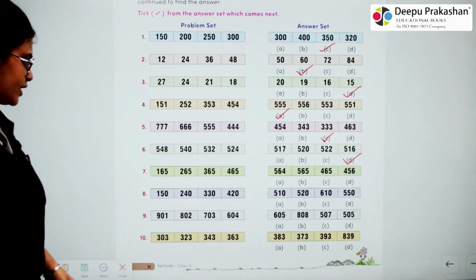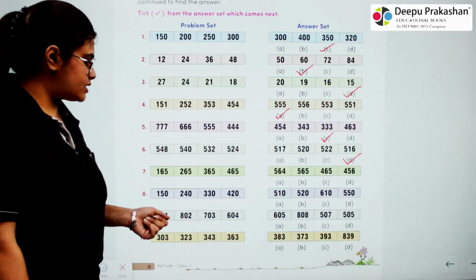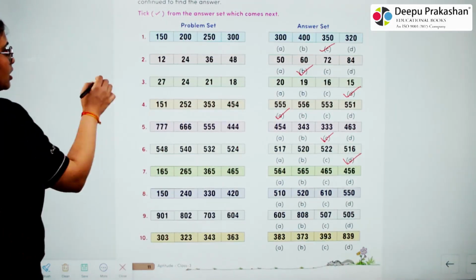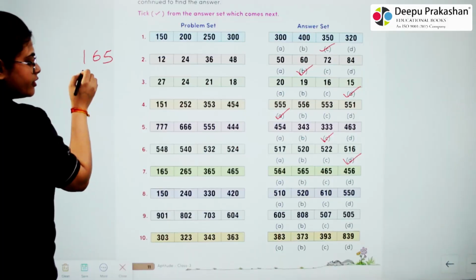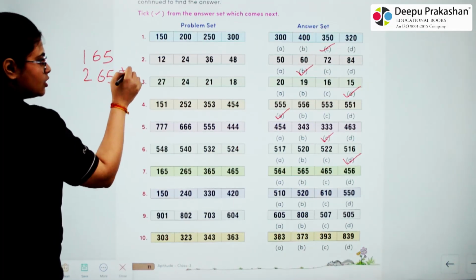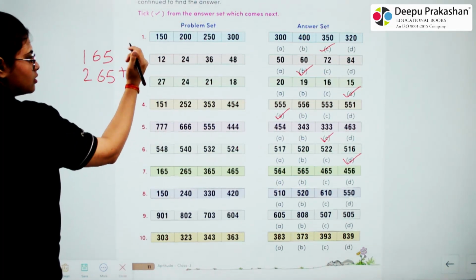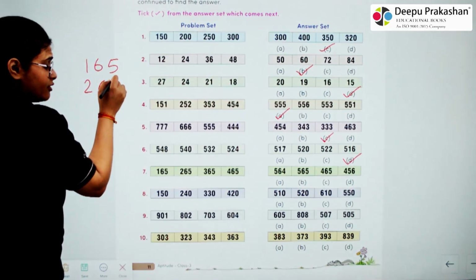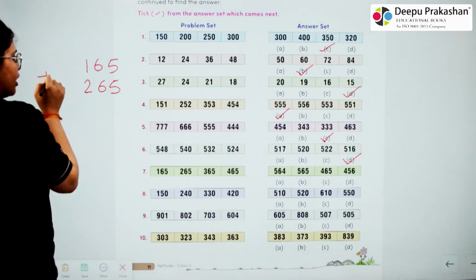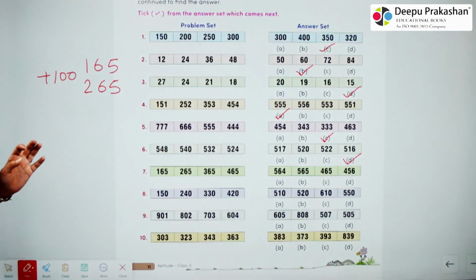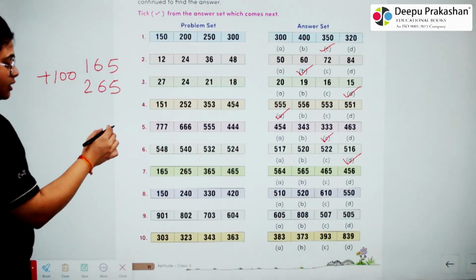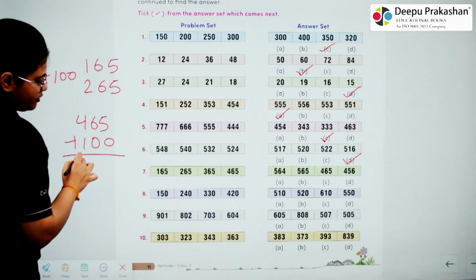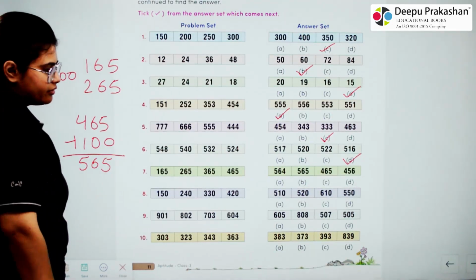Seventh, we are given 165, 265, 365, 465. That means in the numbers we have an addition of 100. So to find the number that will come after 465, we need to add 100 to it, and we will get the answer as 565.